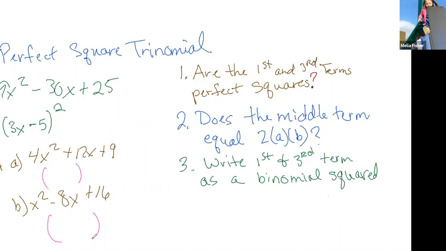Okay, what's my first one? 2x plus 3 squared. And my second one? x minus 4 squared.